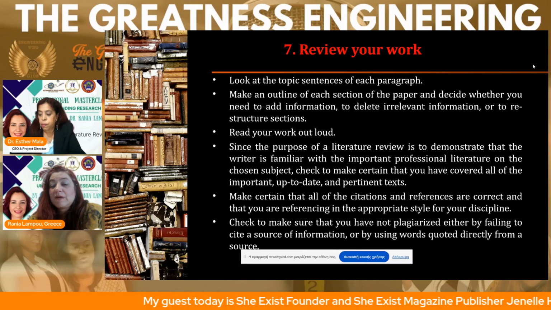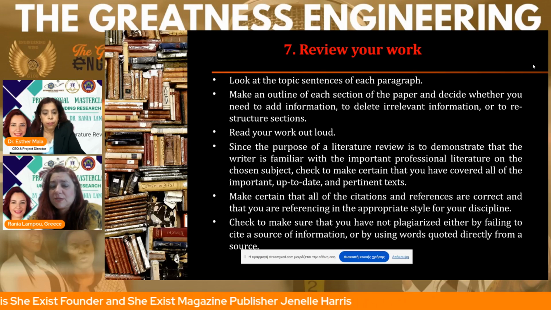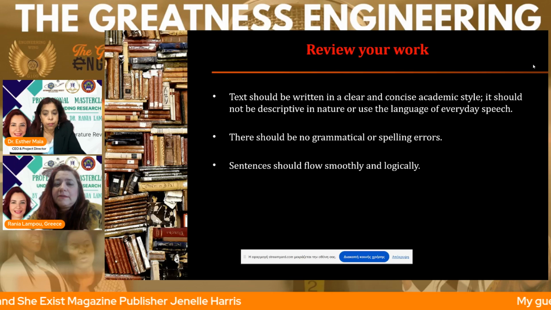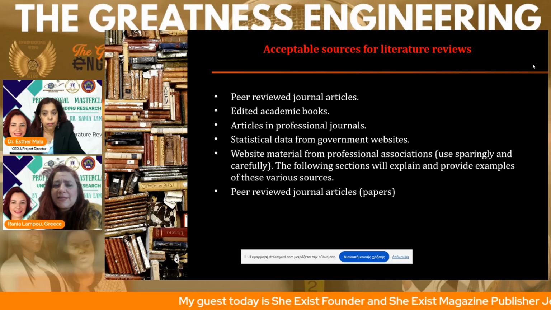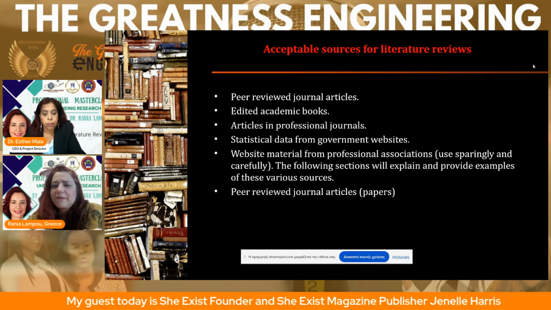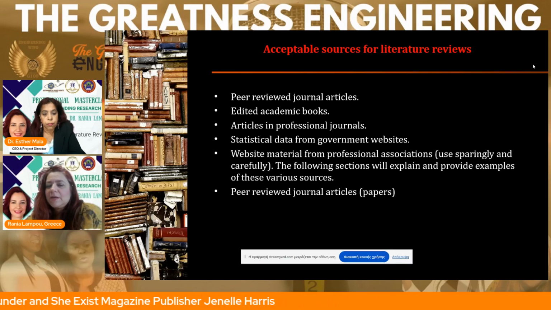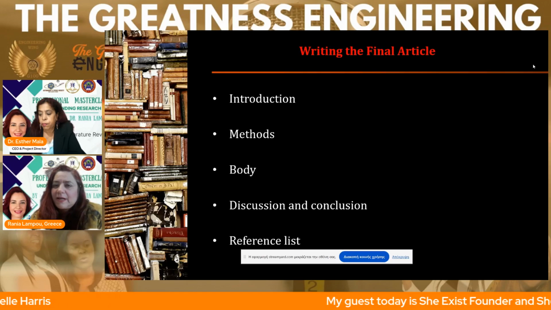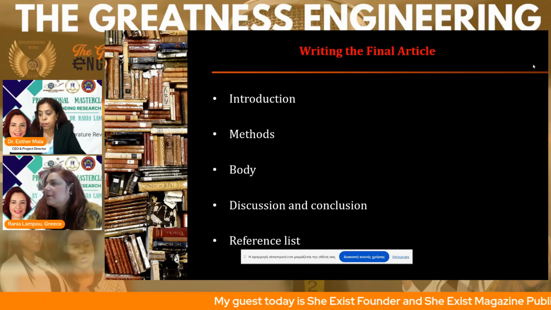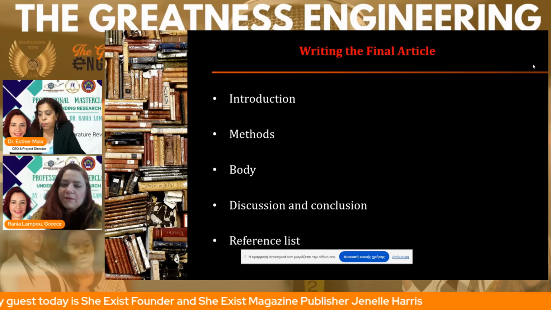Check to make certain that you have covered all the important, up-to-date and pertinent text, make certain that you have included all your citation references, and the text, of course, should be written in clear academic style, and sentences should flow smoothly. The acceptable sources for literature reviews are peer-reviewed journal articles, written academic books, articles in professional journals, etc. And in writing the final article, again, I'm mentioning this specific structure that you need to follow.